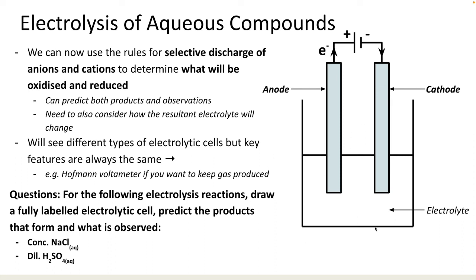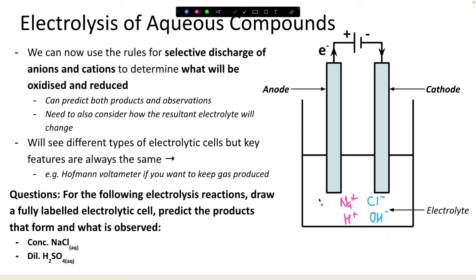I'm going to cheat a little bit here because I've already got a diagram I can use, but you've drawn out your nice labeled electrolytic cell showing the cathode, the anode, and the electrolyte with your power supply. Now we can start to work out some products. So in concentrated sodium chloride, what do we have? This is how I like to set it out and consider it. We've got sodium ions and hydrogen ions, and then we're also going to have chloride anions and hydroxide anions.